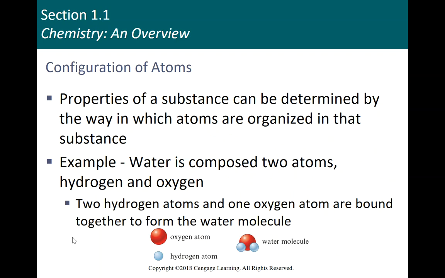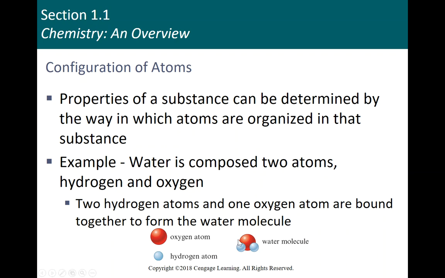Configuration of atoms. Properties of substances can be determined by the way in which atoms are organized in that substance. So if you look, for example, at the water molecule, it is organized with the oxygen atom and two hydrogen atoms attached to it, and because of the way this is formed, it has a polarity to it, which makes water a polar solvent. And so because it's organized that way, it behaves that way.